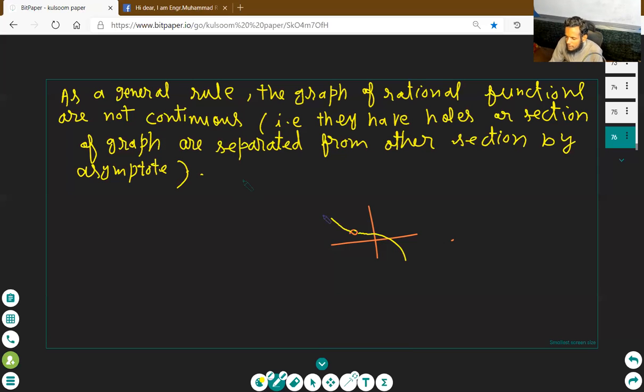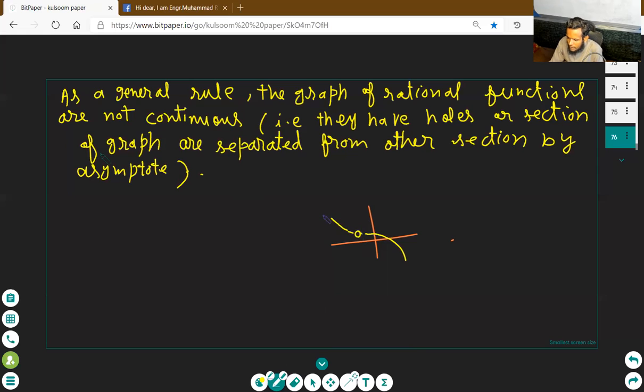See here. This is the hole, okay? Sometimes we get a hole and sometimes we get asymptotes, okay? There is some difference. Clear? This is the hole. We cannot get this point. If we cannot get this point, then we say this is the hole, okay?